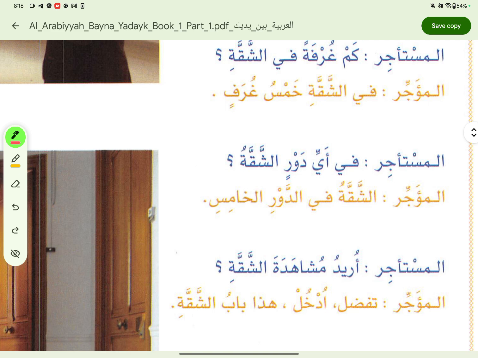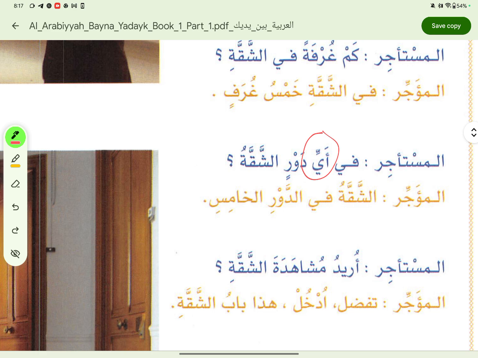Al-mustajir, he says, fi ay dawrin al-shaqqa. Fi ay dawrin al-shaqqa. Alright? Fi ay. So we have the word fi. We know this already. Fi means in. This word ay is new. Ay means which. Alright?